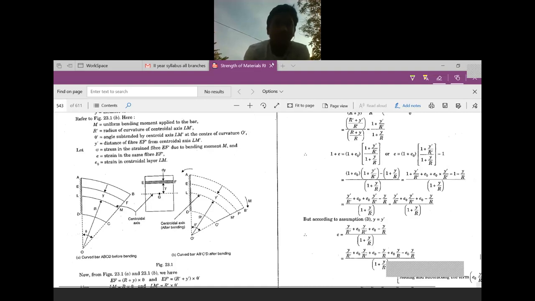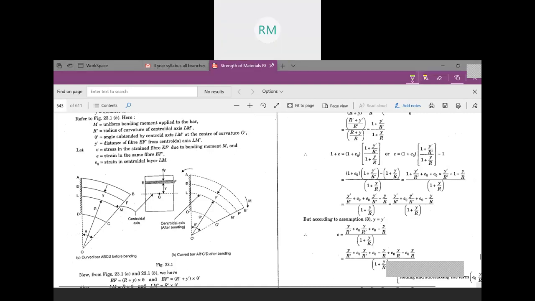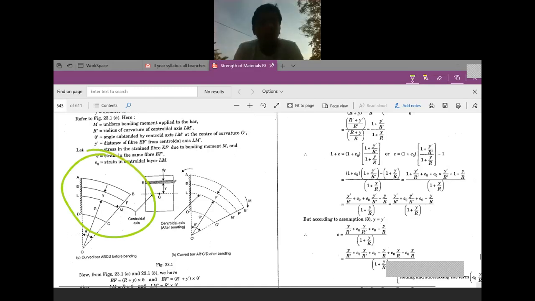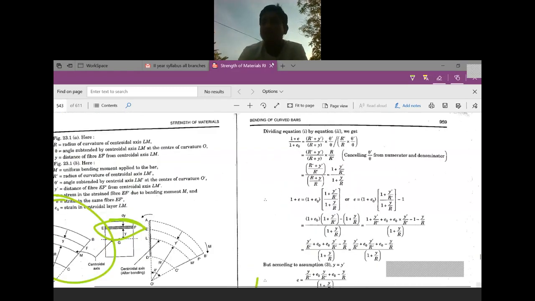Okay, here you are considering this curved bar ABCD. It has a radius R, and here you are considering one section EFLM with a width Y. This is the section EF, you are considering in the rectangular bar. Then you are applying the moments and everything. This is the derivation you have. I will explain this derivation in the next class.